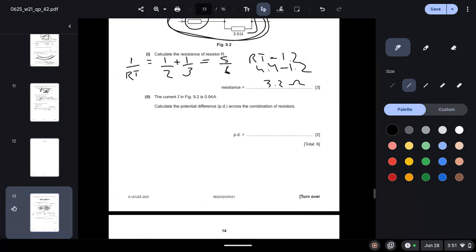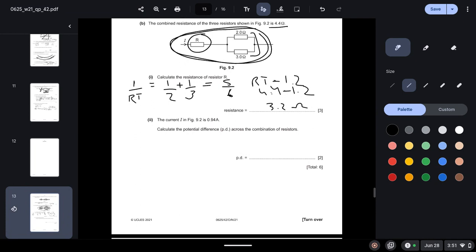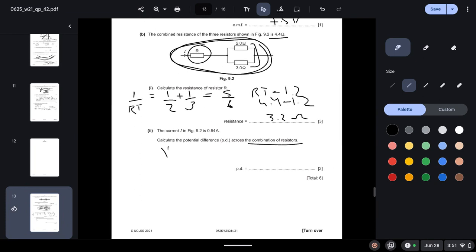The current I in figure 9.2 is 0.94 amperes. Calculate the potential difference across the combination of resistors. So we have the formula V equals current times resistance. We have to calculate V, the potential difference. Current we have 0.94 and total combined resistance is 4.4. So using your calculator, you get your answer as 4.1 volts.